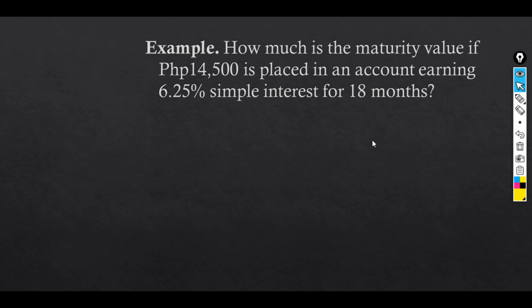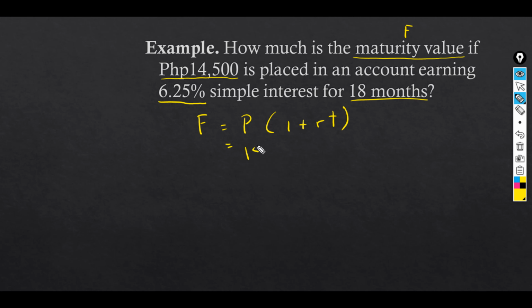Yan. How much is the maturity value? So, maturity value. How much is the maturity value if 14,500 is placed in an account earning 6.5% simple interest for 18 months? Yan. So, F equals P times 1 plus RT. Yan. So, substitute. P is yung 14,500, in-invest. Yan. Or nilagay sa bank. 1 plus rate is 6.25% or 0.0625. Yan. Times term. Di ba ang term natin is years?